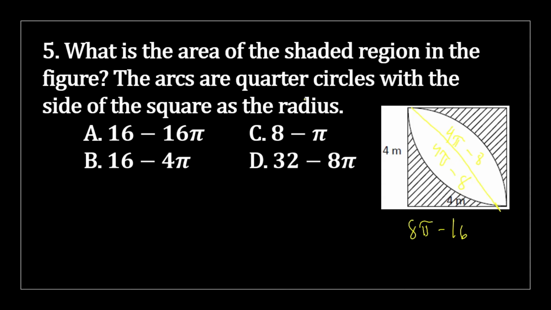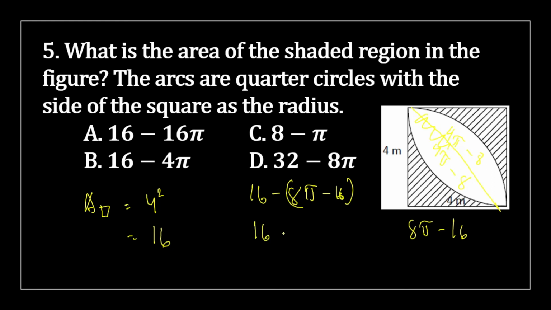Now, let's get the area of the square. So the area of the square is 4 squared, because 4 is the side of the square. So we have 4 times 4 is 16. Now 16, let's subtract these two. So 16 minus 8 pi minus 16. So all we have to do is to distribute the negative sign.